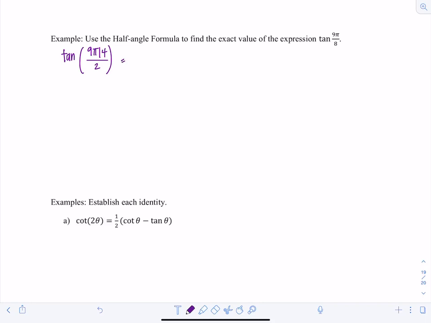So the version for tangent that I recommended is 1 minus cosine of theta, so cosine of 9 pi over 4, over sine of 9 pi over 4.